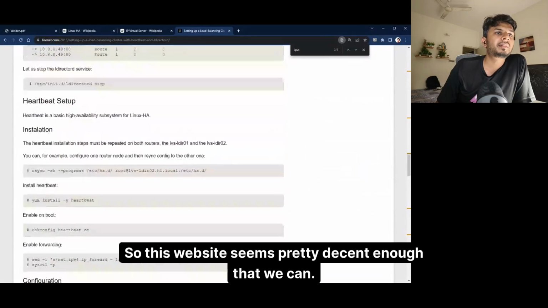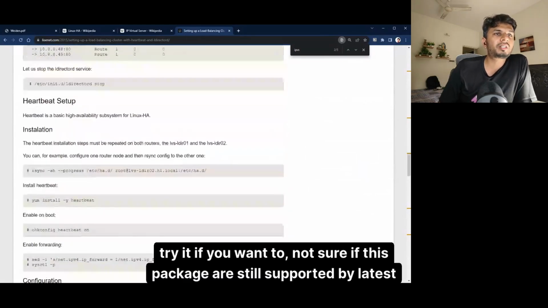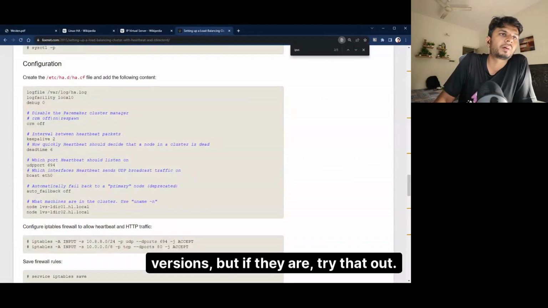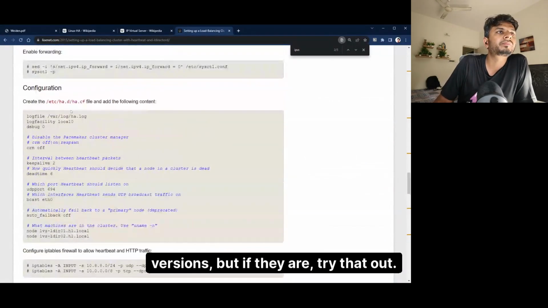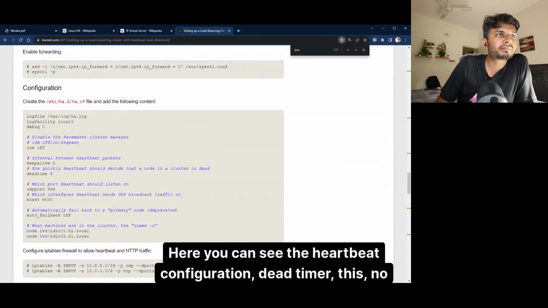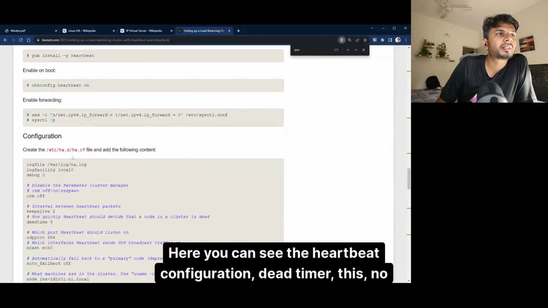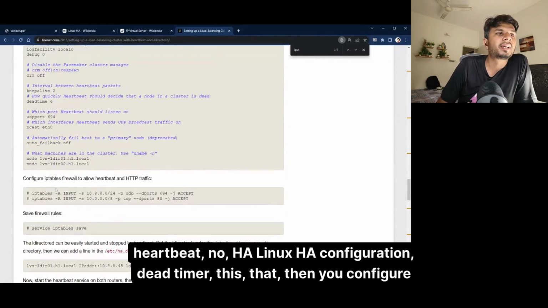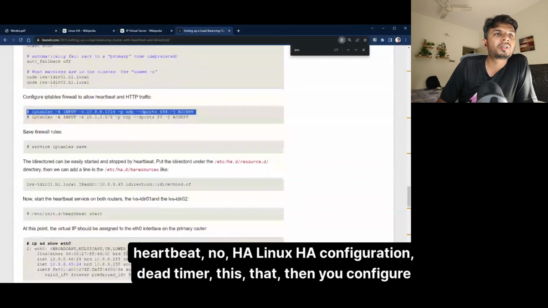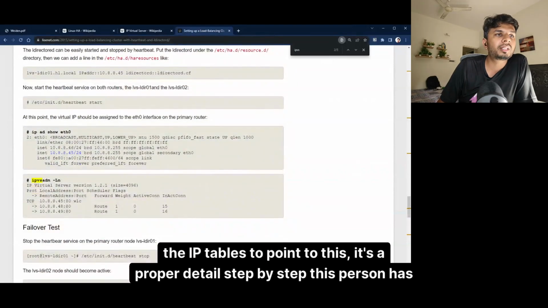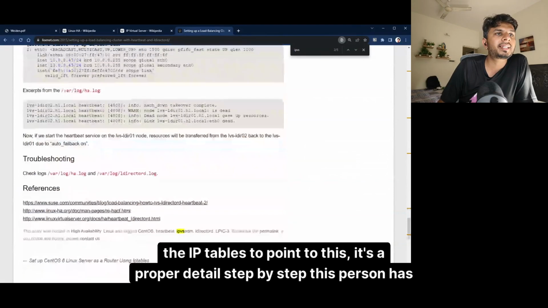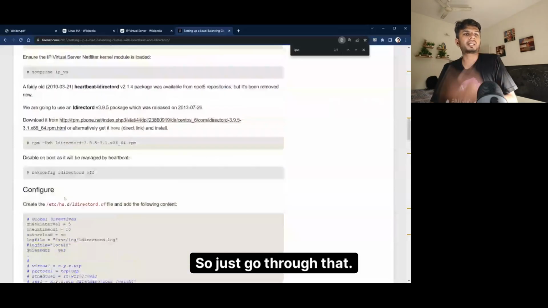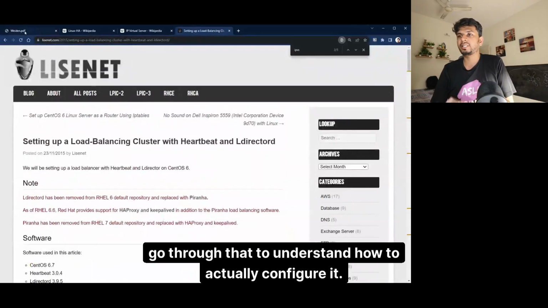This website seems pretty decent, so we can try it if you want to. Not sure these packages are still supported by the latest versions, but if they are, try that out. And here you can see the Heartbeat configuration, the dead timer, the Linux HA configuration. Then you configure your iptables to point to this. This person has written a proper, detailed step by step. Pretty interesting, right? So just go through that to understand how to actually configure it.